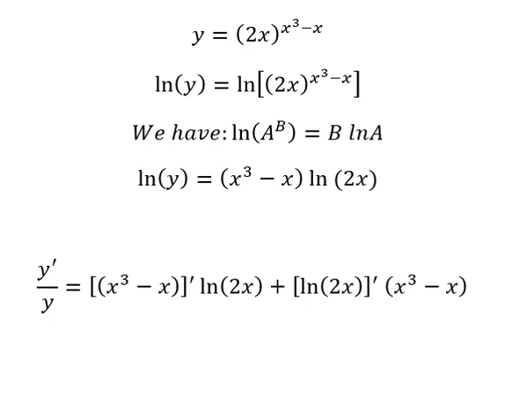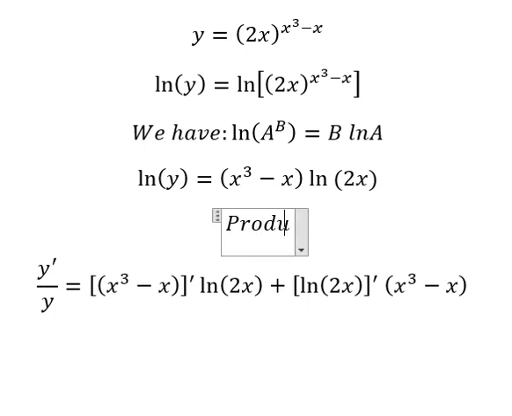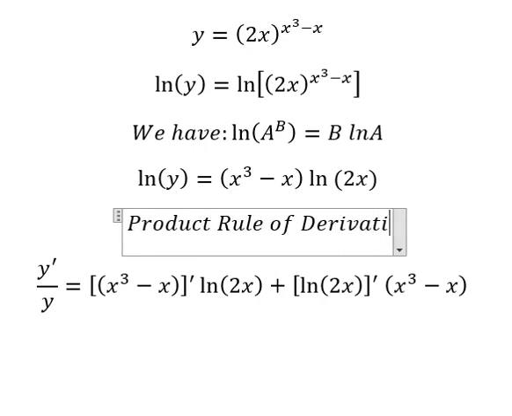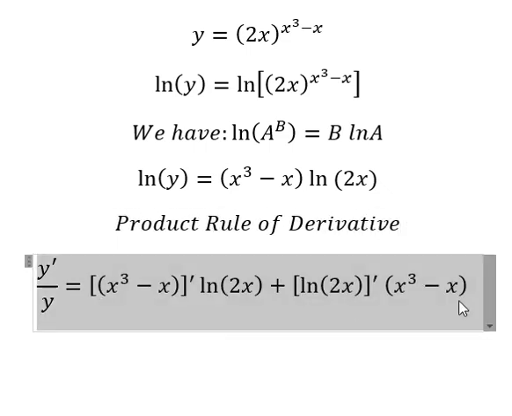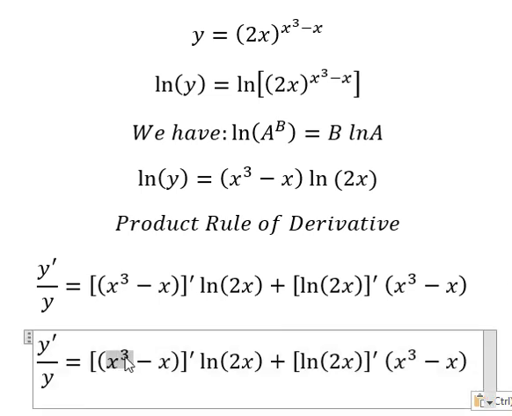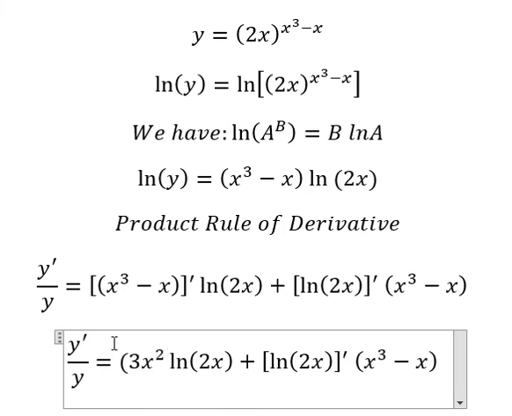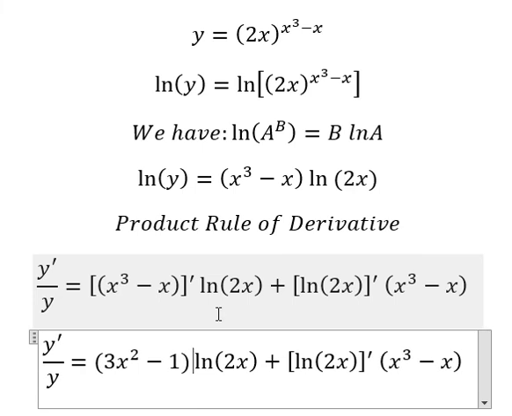This is about the product rule of the derivative. First, the derivative of s to the power of 3, we have 3s squared. The derivative of s, you get the number 1.